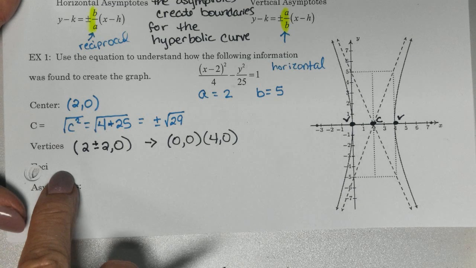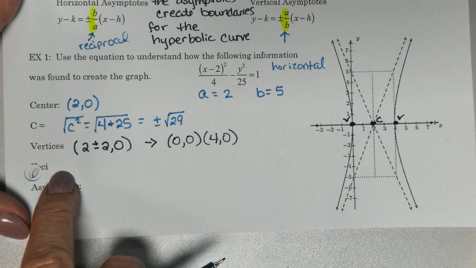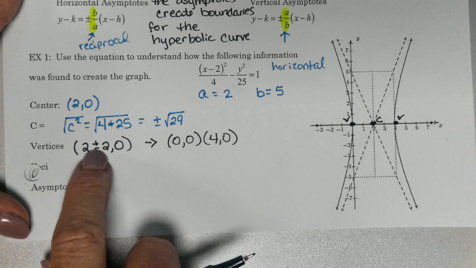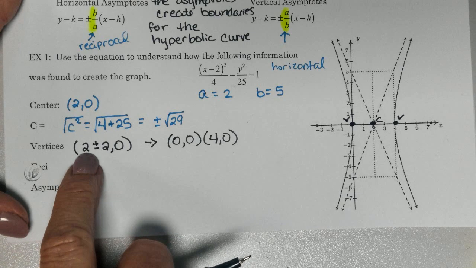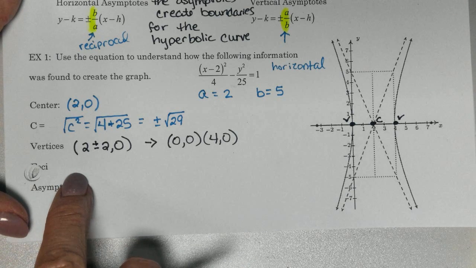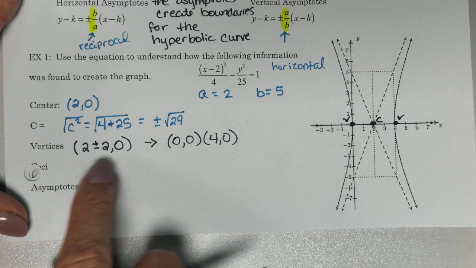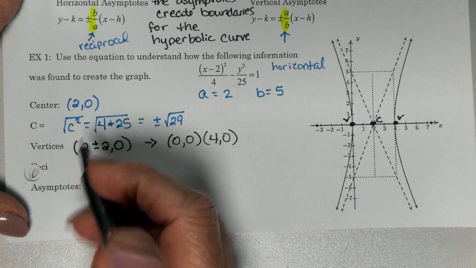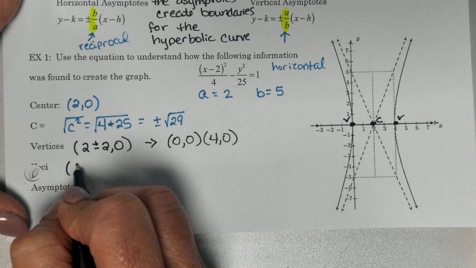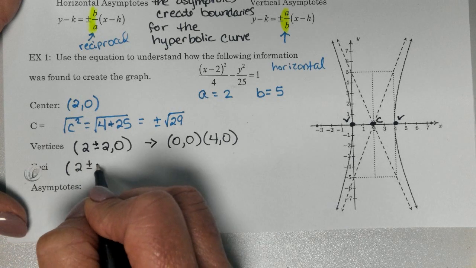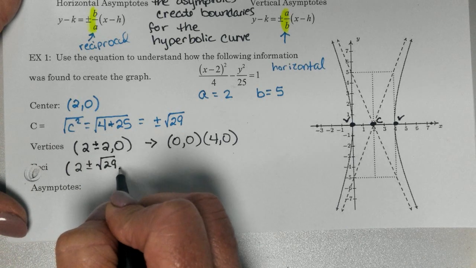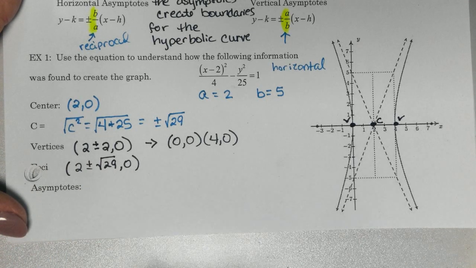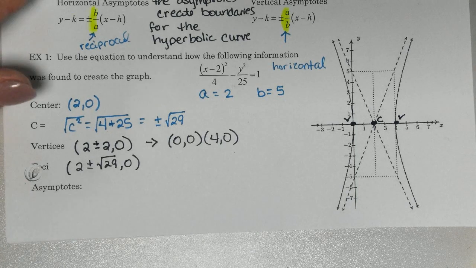To get to my foci, if I have to add and subtract to my x-coordinate for my vertices, I have to do the same thing for my foci with my c value. So I'm going to add and subtract the square root of 29 from my x value there.